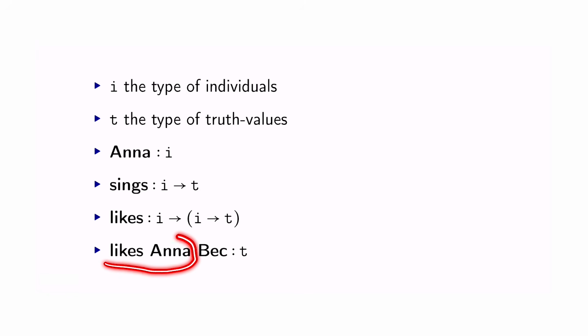So likes Anna is going to be something that takes an individual term to a truth value. Okay, so likes Anna combined with Beck, that's going to be something of type T: a sentence, something that has a truth value. Let's just continue this example a little bit further because it gets a bit more interesting.